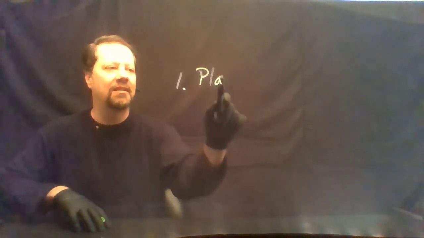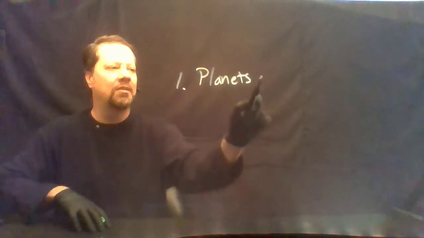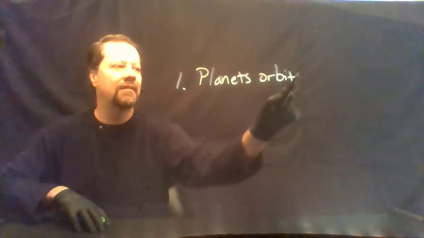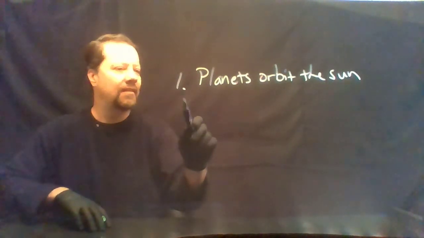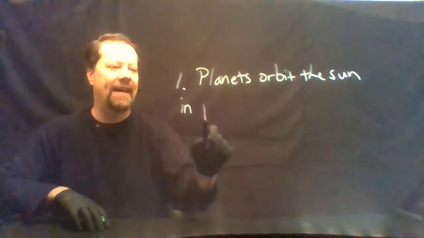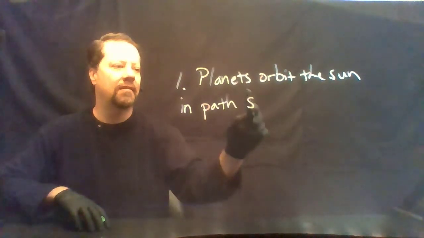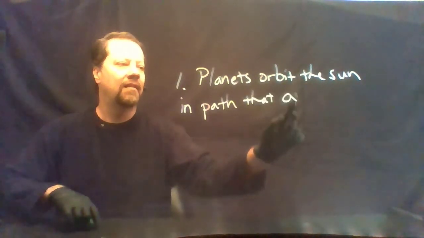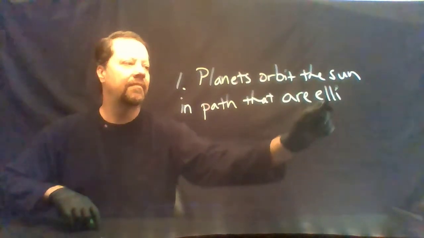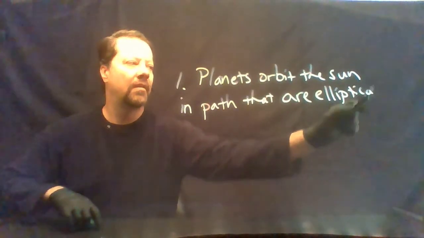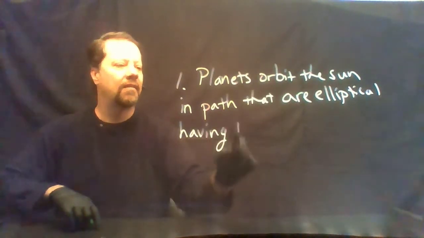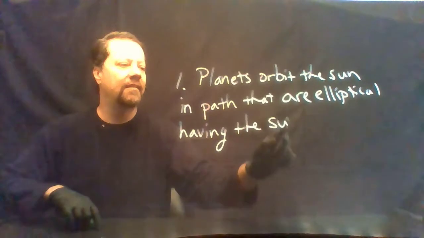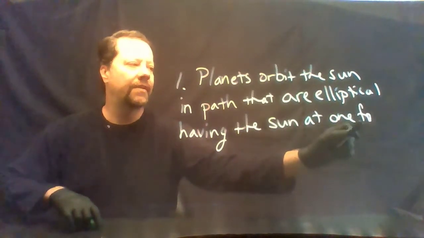Kepler's first law is that planets orbit the Sun in paths that are elliptical, having the Sun at one focus.